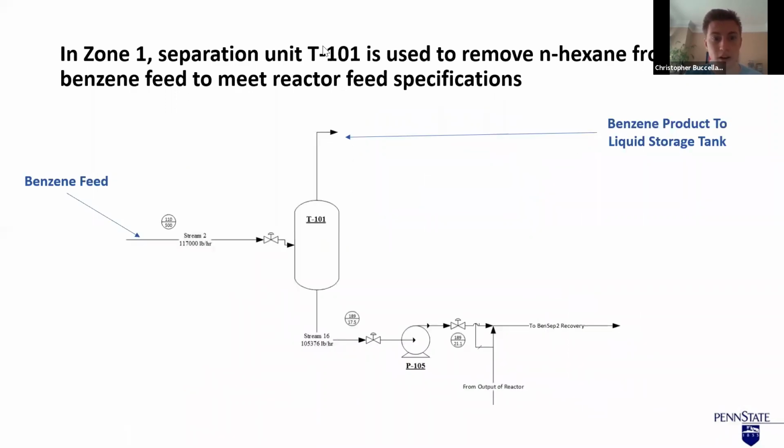Here we see our initial benzene feeding into the first benzene separation unit. This is used to remove N-hexane from the benzene feed in order to meet reactor feed specifications. Interestingly enough, this waste stream is high enough in purity of benzene to sell at a 95% purity. So this waste stream is sent to a storage tank in the OBL where it is sold.